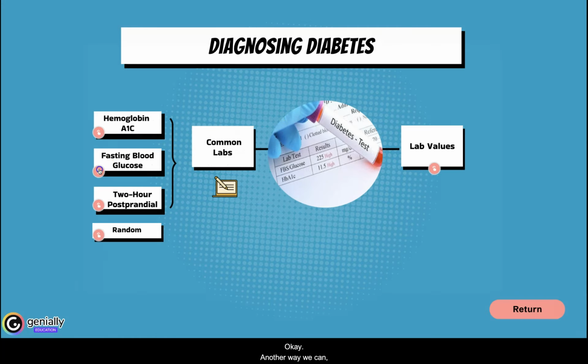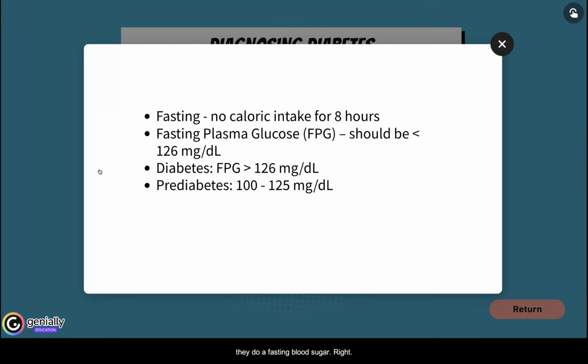Okay, another way we can diagnose diabetes is a fasting blood sugar, right? So for example, you're going to tell the patient they're not to have any caloric intake except for water. Water does not have any calories in it. Fasting blood glucose is 8 hours of no eating. Then we call this the fasting plasma glucose. And it should be less than 126. This is another number you need to remember. Less than 126. Fasting blood sugar, less than 126. Extremely important for you to remember.